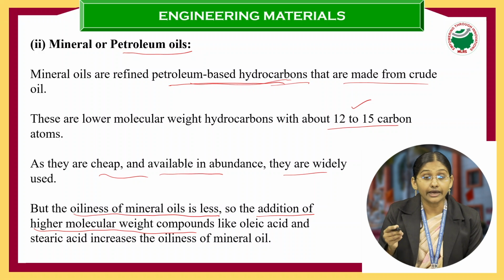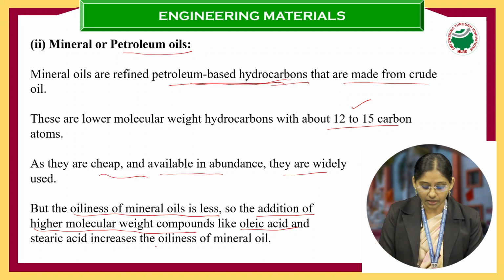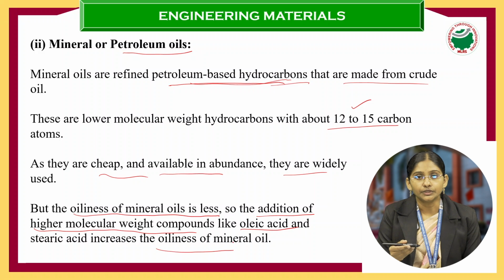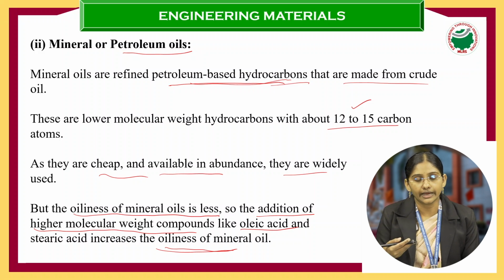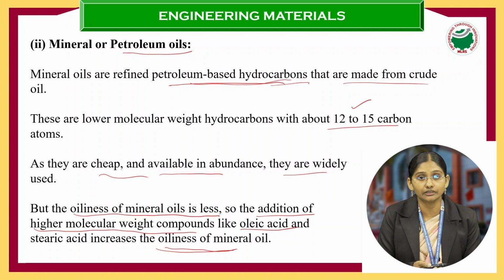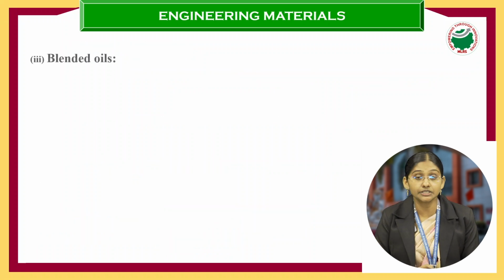Here high molecular weight compounds like fatty acids, such as oleic acid, stearic acid, and palmitic acid, are added as additives to increase the oiliness of mineral oil. Why are we adding these additives? To increase the oiliness. If oiliness is less, we don't want to use such a lubricant. Because of this adding of additives, it leads to the generation of one more type of lubricant, which is named blended oils.